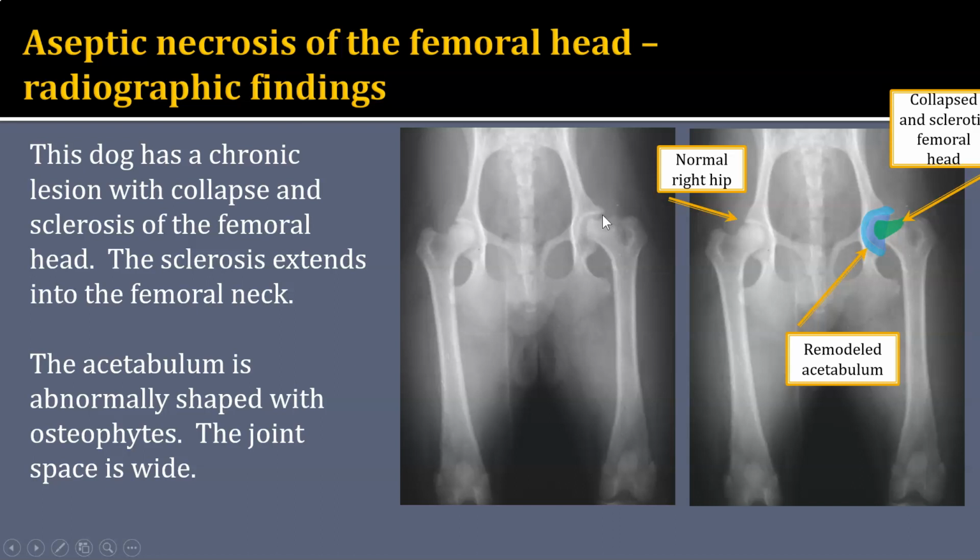And then if you look at the acetabulum, it is an abnormal shape, and that coxofemoral joint is actually too wide as well. So there are osteophytes as well along the craniodorsal aspect of that left acetabulum. So these findings are pretty chronic. There may be some remodeling that continues. This patient looks like there may be a little bit of atrophy of that left thigh muscle as well.